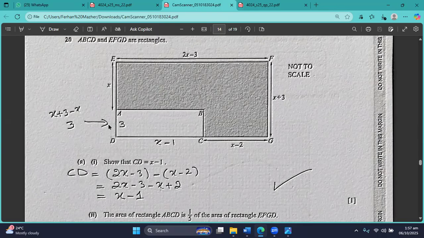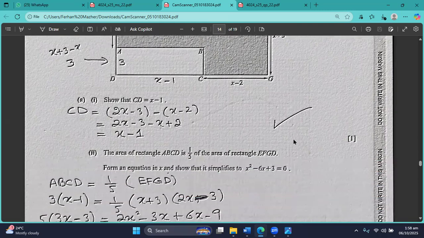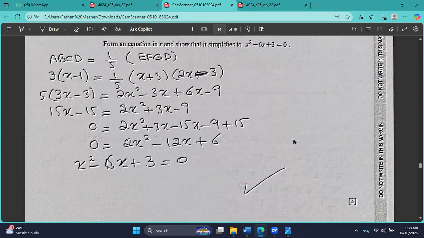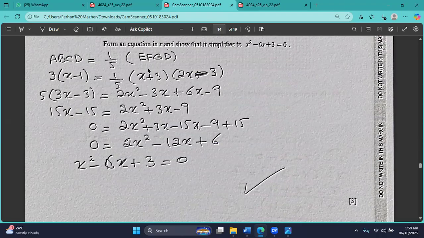Okay. So this side is 3. I hope you understand. This is x plus 3. This portion is x. So this portion will be x plus 3 minus x, that is 3. So now they are asking me to write that the area of the ABCD, which is that small rectangle, is 1/5 of the area of the EFGD. The area of that small rectangle is 3 into x minus 1 and equals 1/5. The area of that big rectangle is x plus 3 into 2x minus 3.